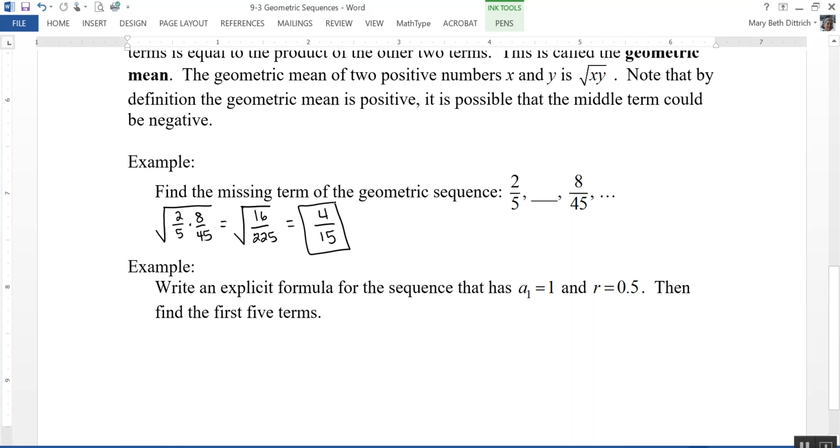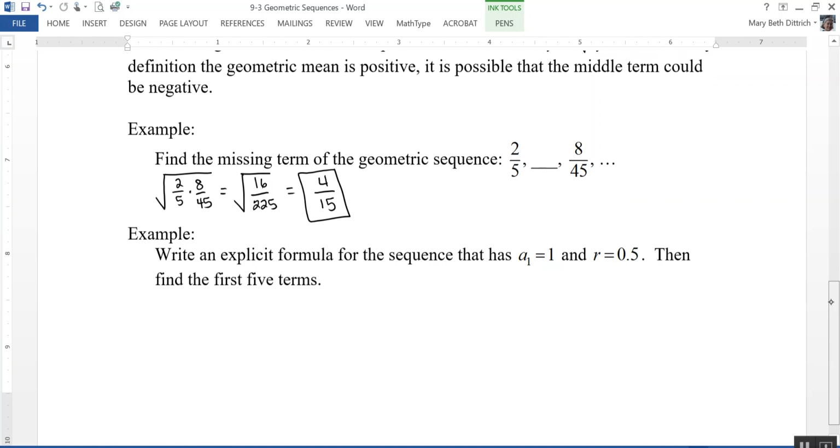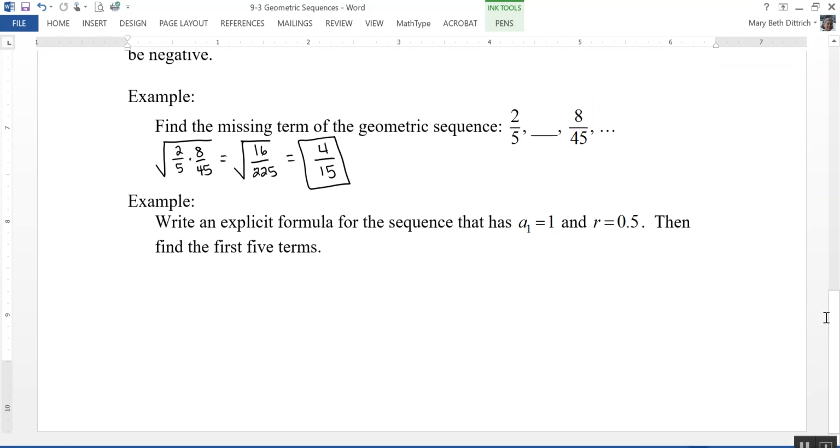And our last example says write an explicit formula for the sequence that has a sub 1 equal to 1 and r equal to 0.5. Then find the first 5 terms. So my formula would be a sub n equals a sub 1, which is 1, times my common ratio, 0.5, raised to the n minus 1. And then to find the first 5 terms, I would just plug in each number. So a sub 1 is going to be 1 times 0.5 to the 1 minus 1. Anything raised to the 0 power is 1, so 1 times 1 is 1.